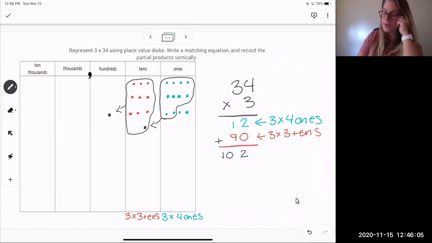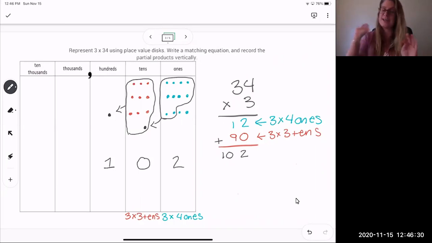I have 1 disc in the hundreds place. I have none in the tens place currently, okay? Because I regrouped all of those and put them into the hundreds place. So I have none left over there. And then I have 2 in my ones place. So both what I'm seeing in my place value chart and what I'm getting for my partial products are matching up. So that's showing me that my solution is correct.